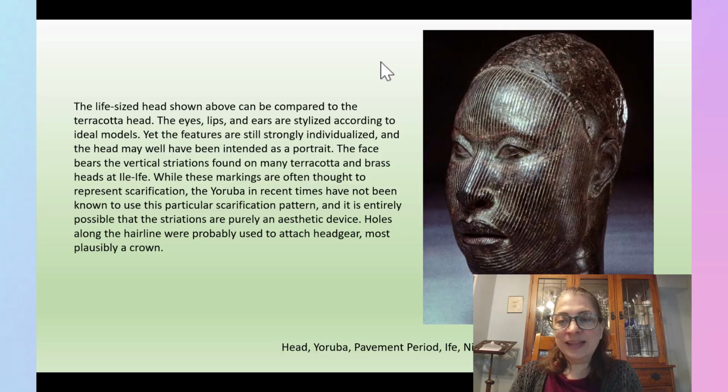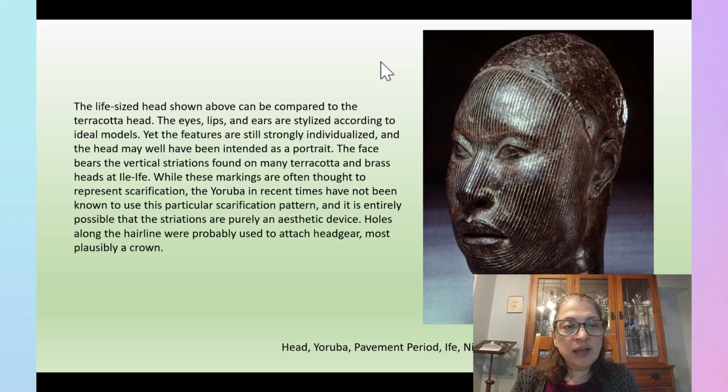And then all these lines on the face. And you might jump right away and say, they must be scarification, because we've looked at lots of examples of scarification, but we don't believe that's what they represented. We believe that the lines on the face were used to make this person look very unique, very individualized, so that we can make a connection and say this person must have been very powerful and very important.